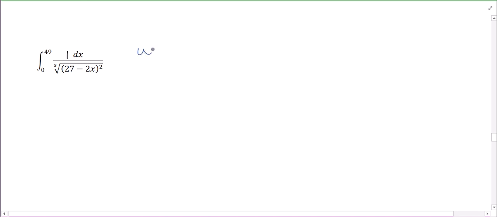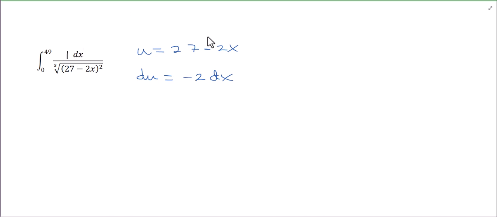And following what we talked about in the previous video, U is oftentimes the thing inside parentheses, inside radicals, in denominators, or the powers of exponentials, and so on. So here I have something in parentheses, so I'm going to let u be that 27 minus 2x and see if that helps us. So du then will be minus 2 dx. And that seems to work because at least I get my dx.